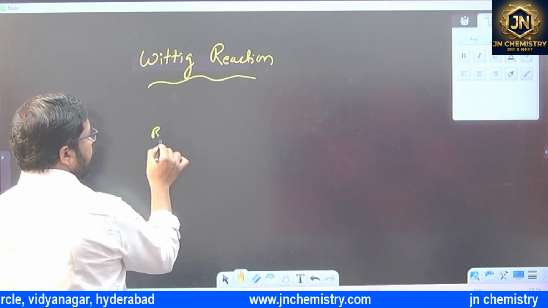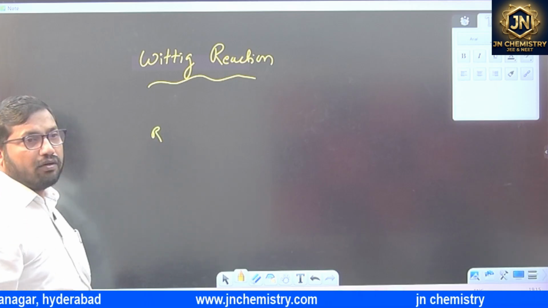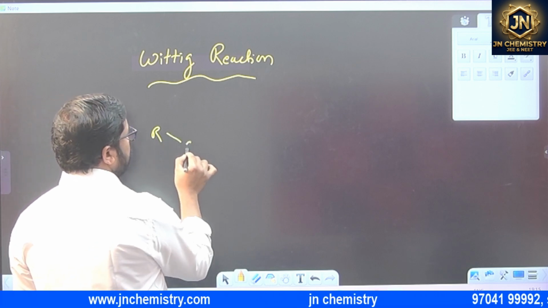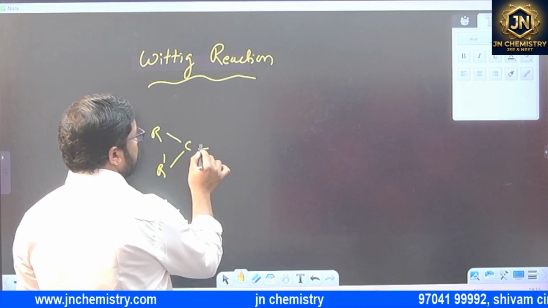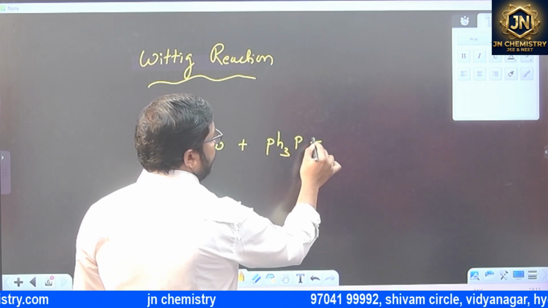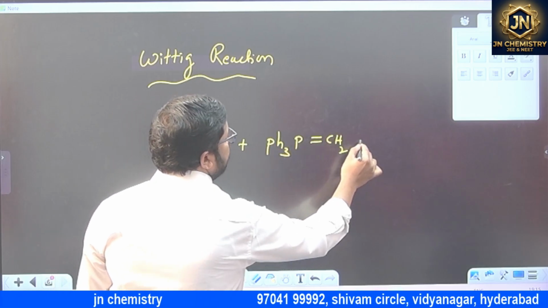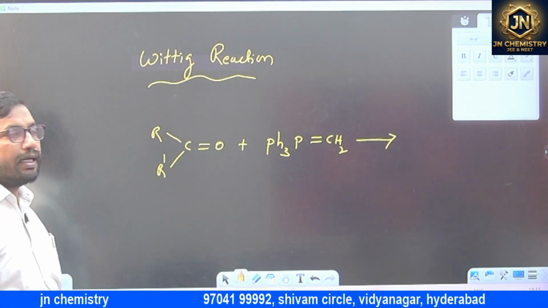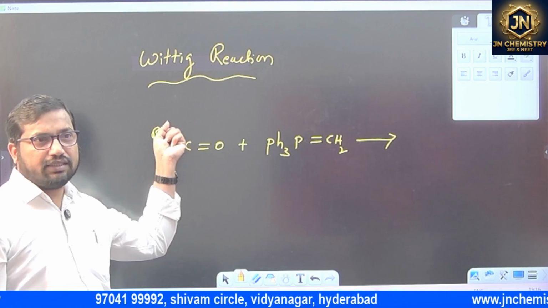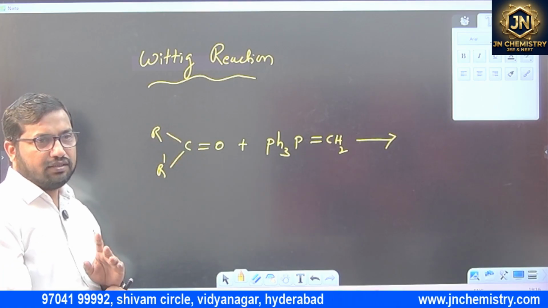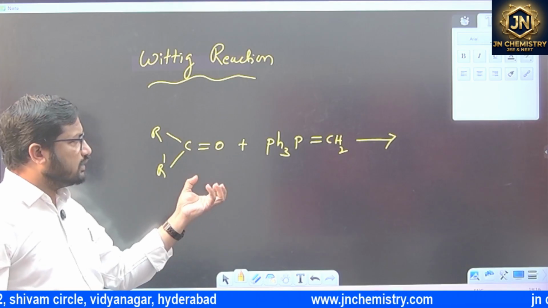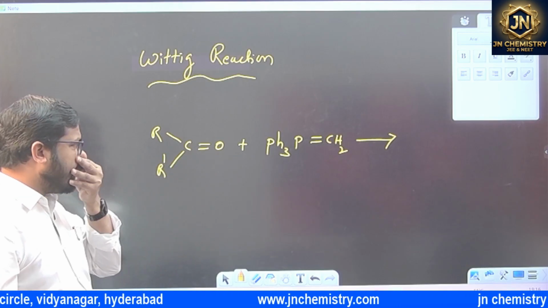So generally aldehydes and ketones, for example, when treating with R dash, triphenyl phosphine, this is ylide. So this is the Wittig reaction, named after a scientist who got the Nobel Prize in 1979. In this case, actually, we have a small mechanism, but it's an easy reaction.